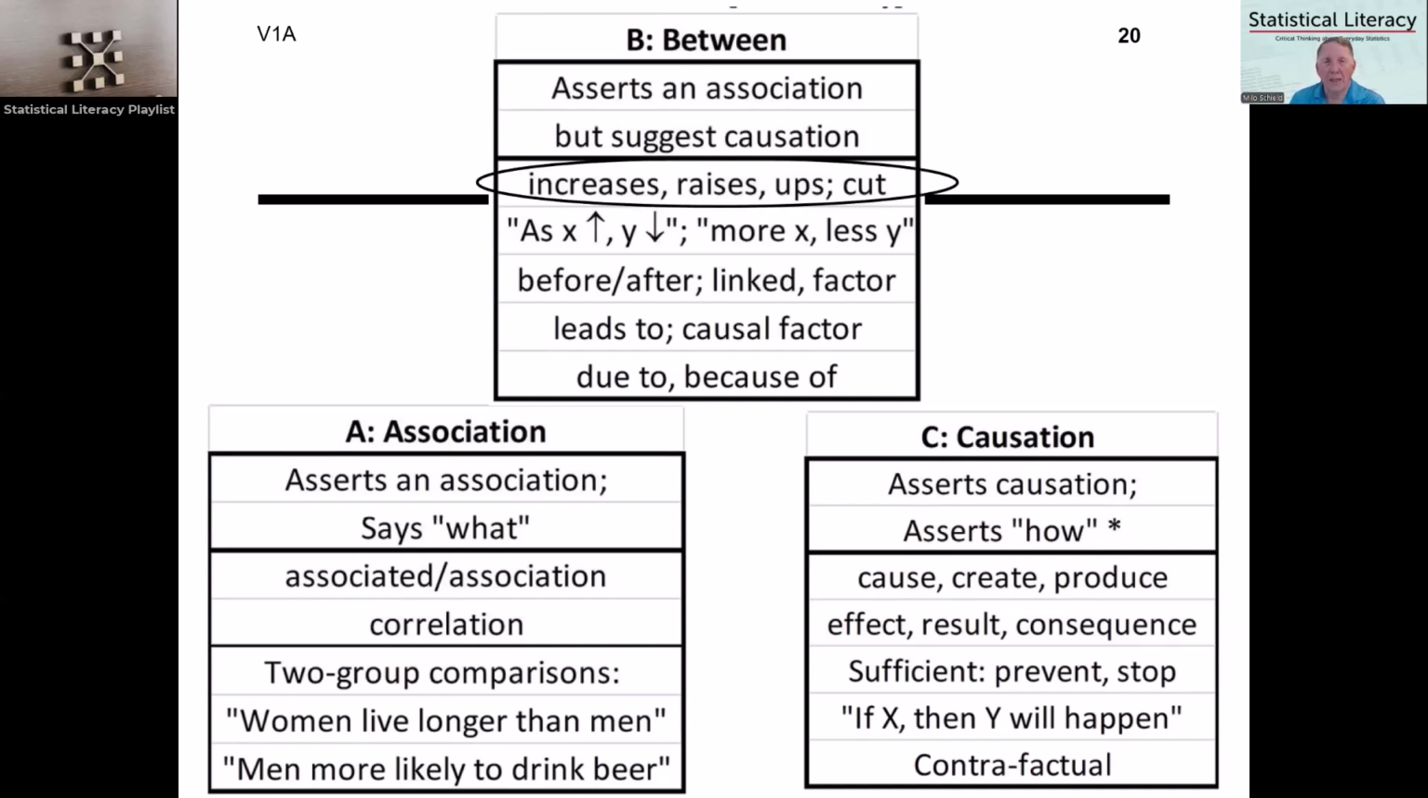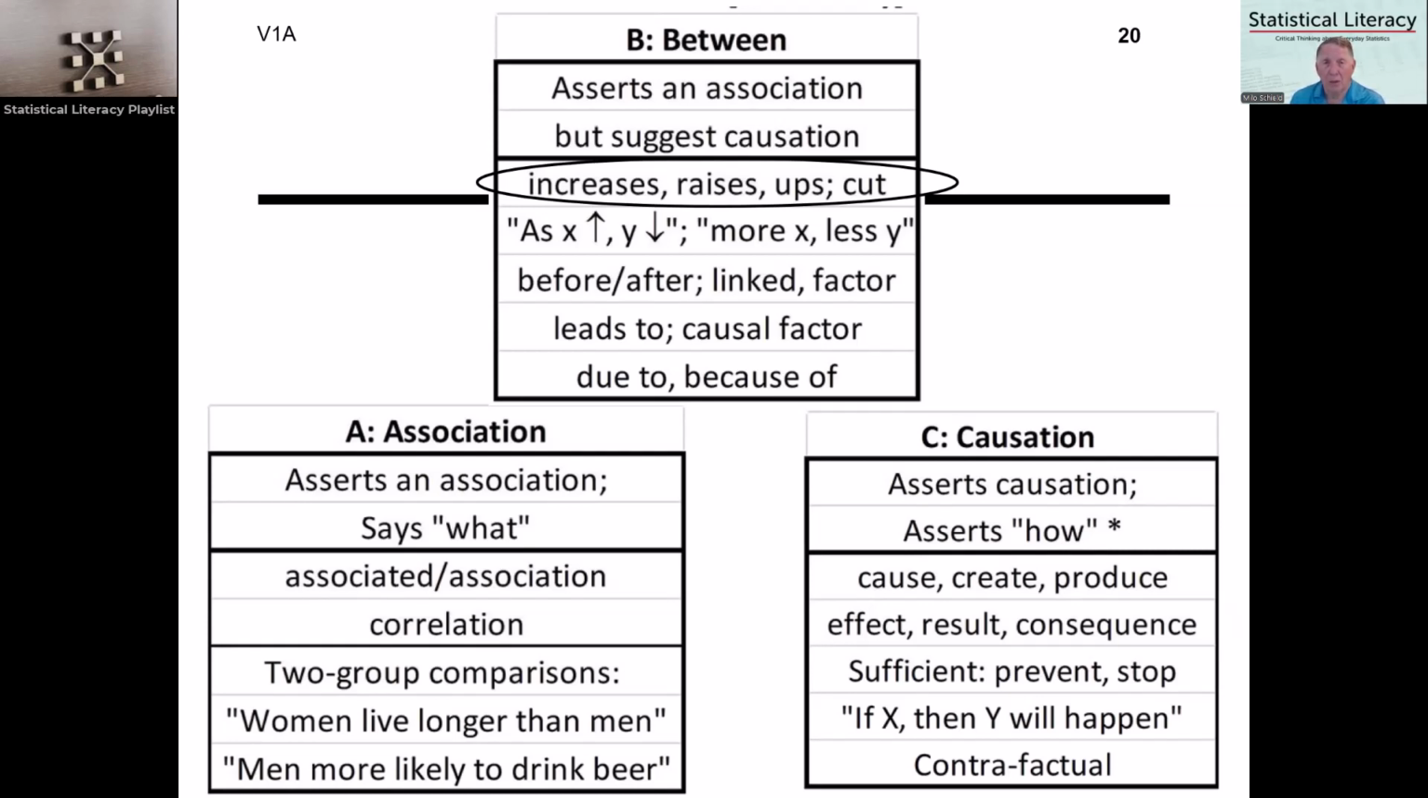What's most common in the everyday media? Action verbs: increases, raises, ups, cuts. Look at the covariation that we often say as statisticians. As X increases, Y decreases. We know that's just a statement of association.